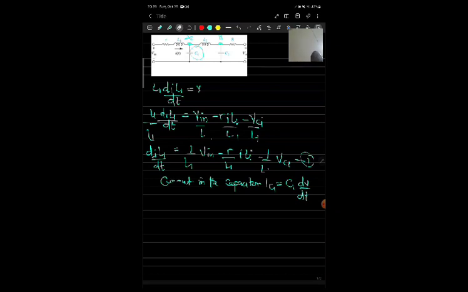So it means current in the current is across the capacitor. So if current is across the capacitor, that means IL1 equal to IL2 plus IC1.